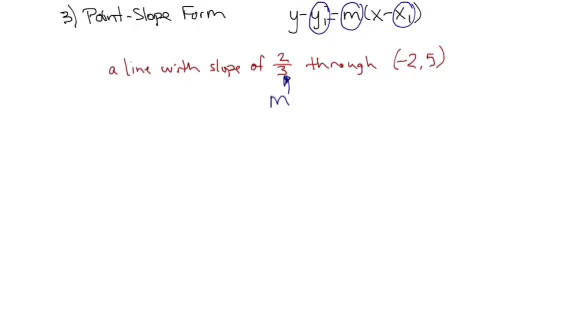And it's through the point (-2, -5). Well, that's the x1, y1. So I now know my x1 number, and I know my y1 number, so I'm going to plug them all in. So again, y minus. Now my y1 number goes in next, and that was a 5.